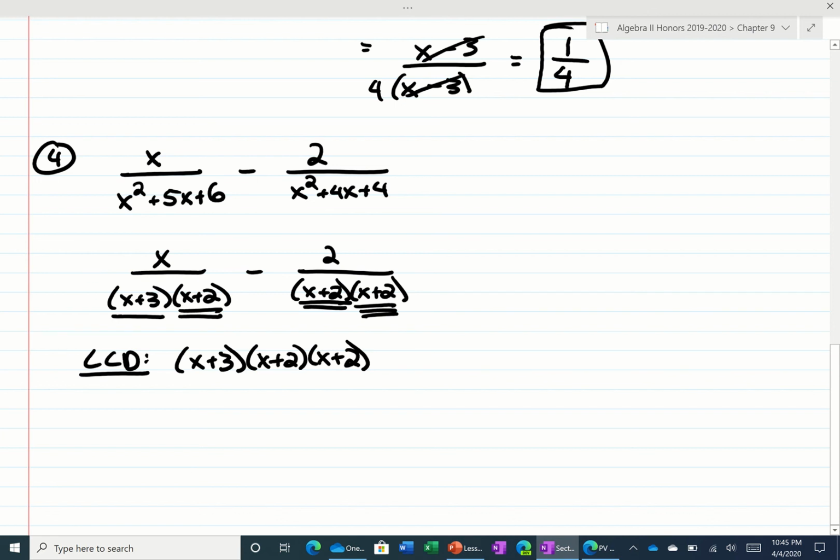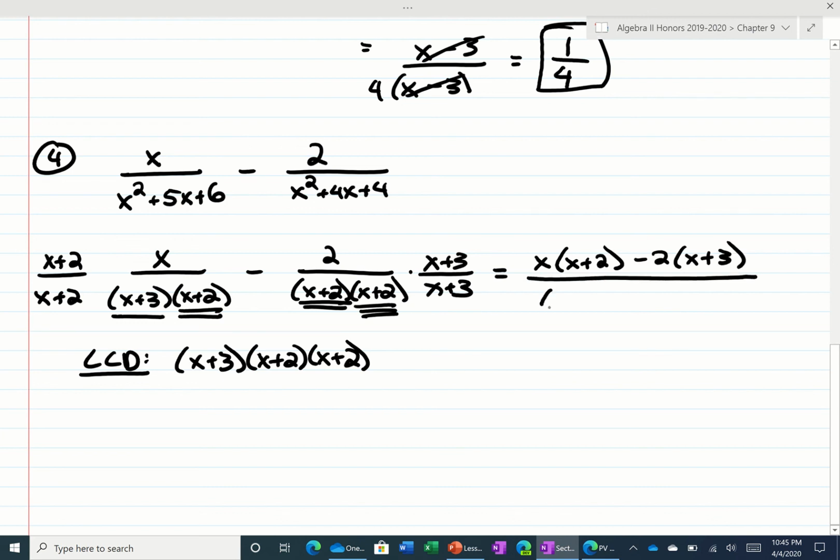So all of our denominators need to have all of the same factors. So let's figure out what we're missing. We're missing a factor of x plus 2 here, so I'll multiply top and bottom by it. We're missing a factor of x plus 3 here, so I'll multiply top and bottom by it. So what this turns into is x times x plus 2 minus 2 times x plus 3, all divided by our common denominator, x plus 3 times x plus 2 times x plus 2.